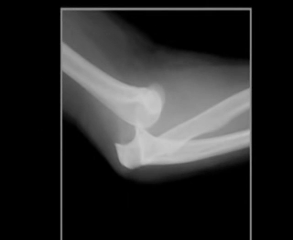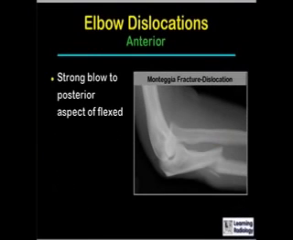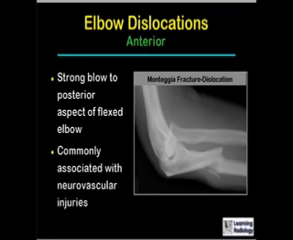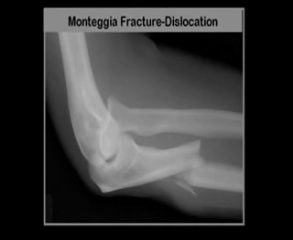The lateral image of the elbow in this case shows that the radius and ulna are both dislocated posteriorly relative to the humerus. Anterior dislocations are less common. They result usually because of a strong blow to the posterior aspect of a flexed elbow, and they are commonly associated with neurovascular injuries.